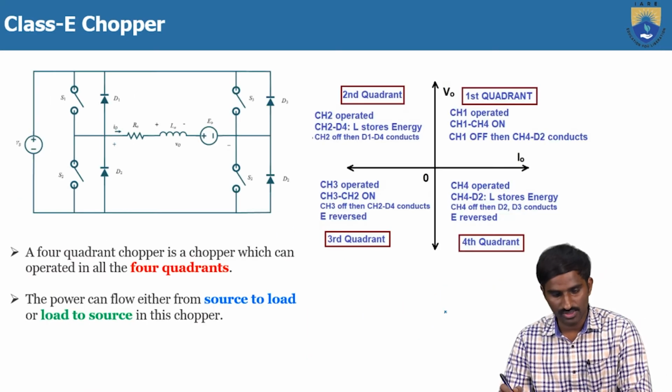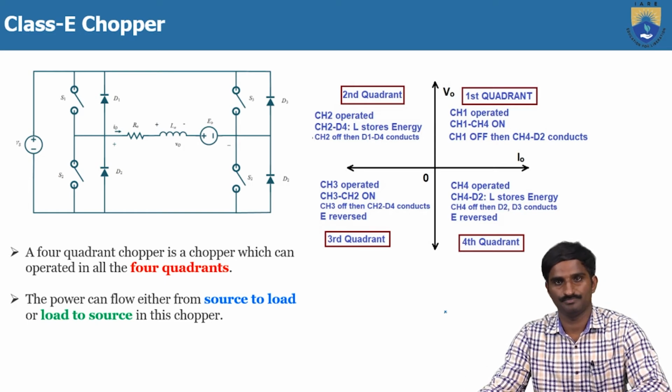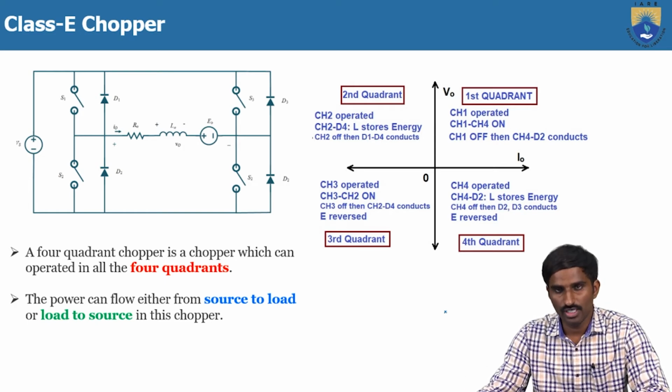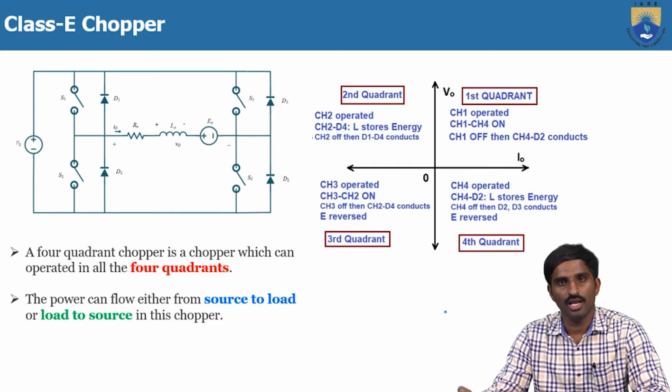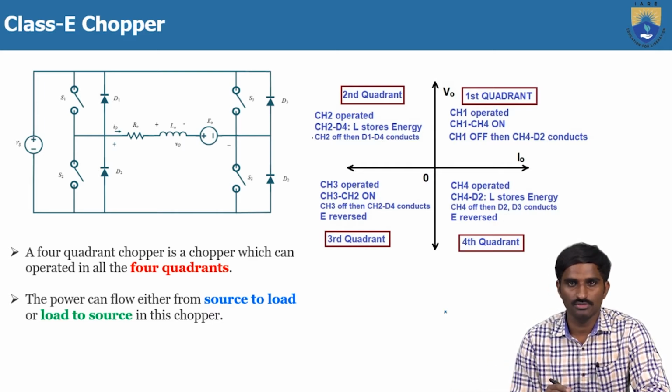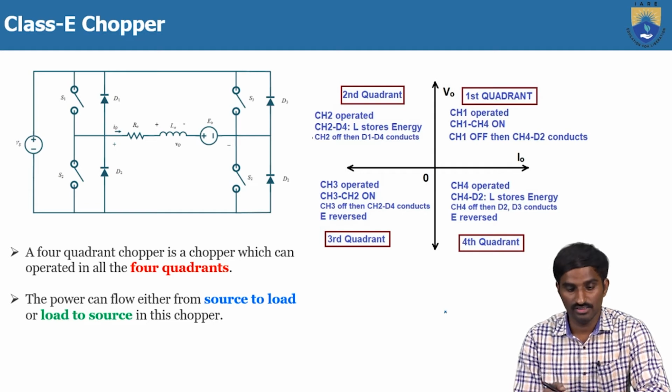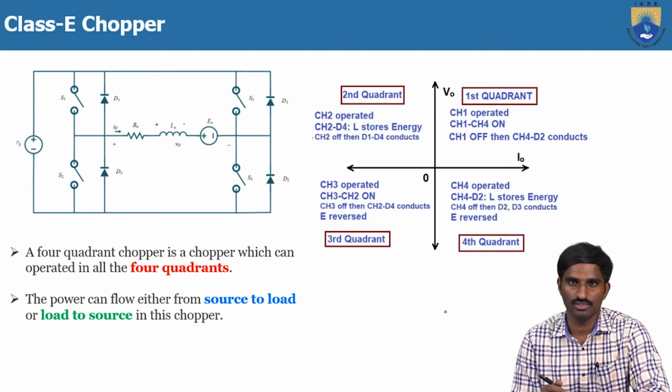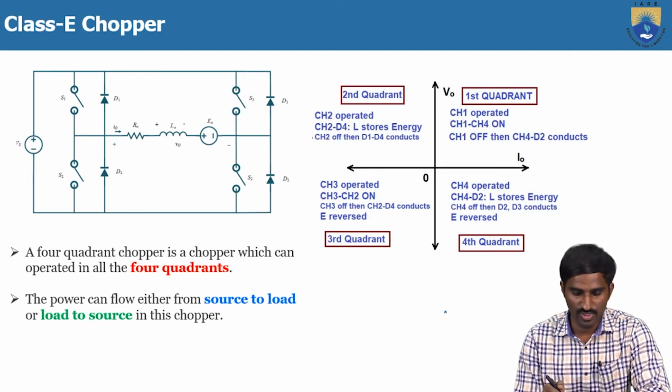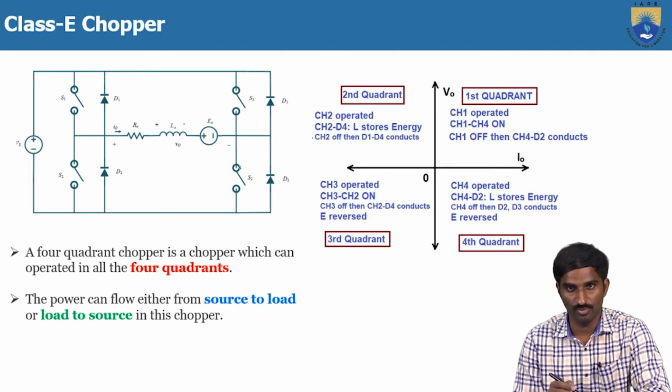Next, we are going to discuss the class E chopper. Till now we have discussed single quadrant choppers, which are class A and class B, and two quadrant choppers, which are class C and class D. Another one is the four quadrant chopper, which is the class E chopper, which means by using this single circuit, we can operate in four different quadrants.